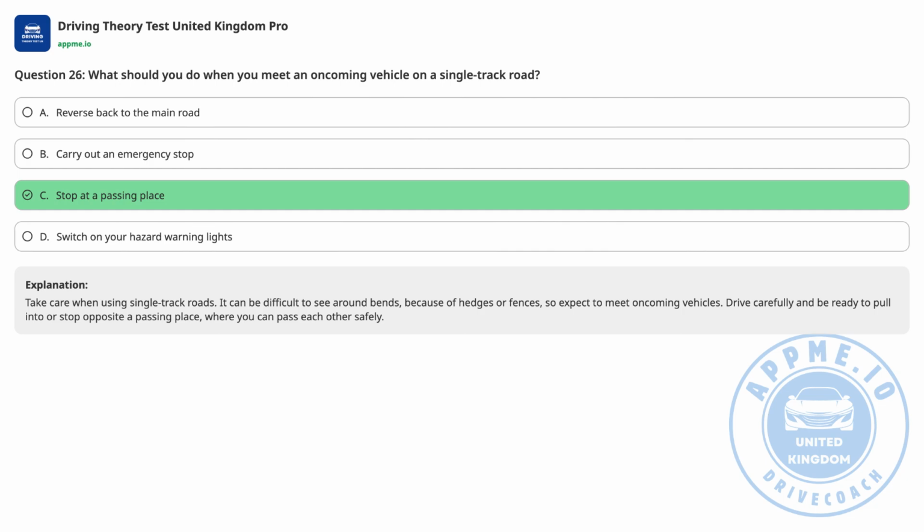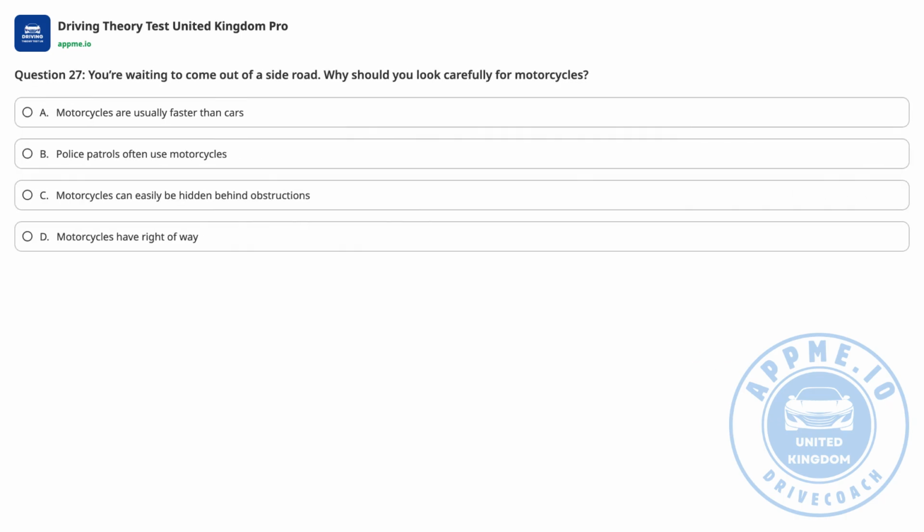The correct answer is C. Question 27. You're waiting to come out of a side road. Why should you look carefully for motorcycles? A. Motorcycles are usually faster than cars. B. Police patrols often use motorcycles. C. Motorcycles can easily be hidden behind obstructions. D. Motorcycles have right-of-way.